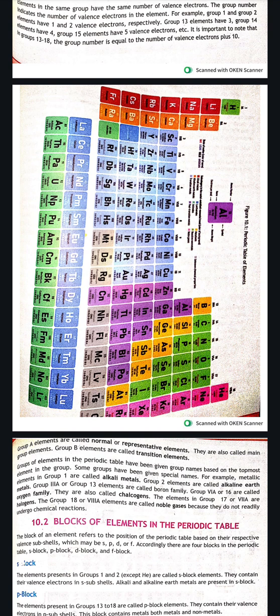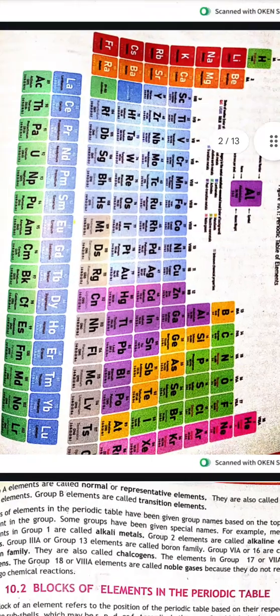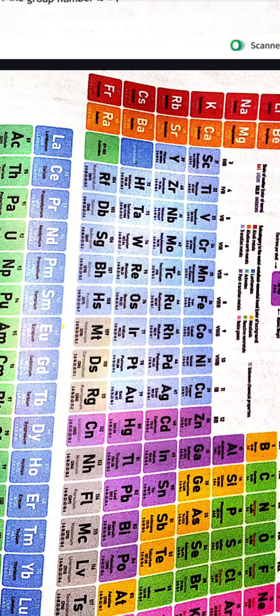Here we have the group B elements, the transition elements, and they are in the middle of the periodic table. We start from 1B, 2B, and then moving toward the left-hand side, 3B, 4B, 5B, 6B, 7B and 8B. Two groups are called 8B.